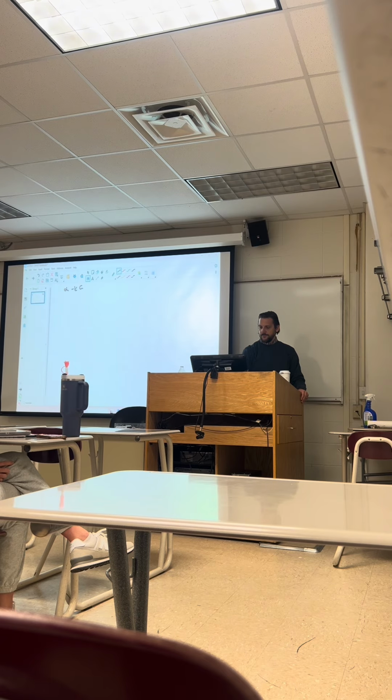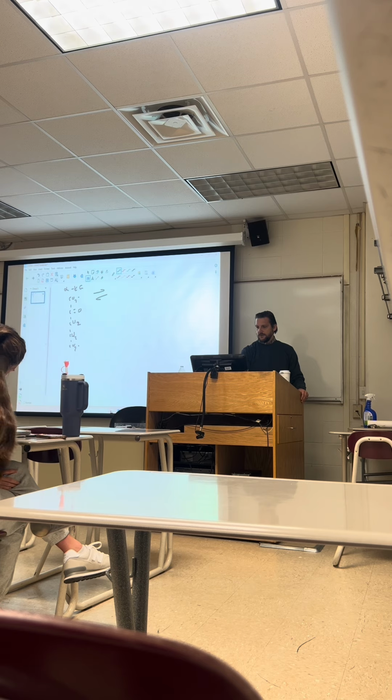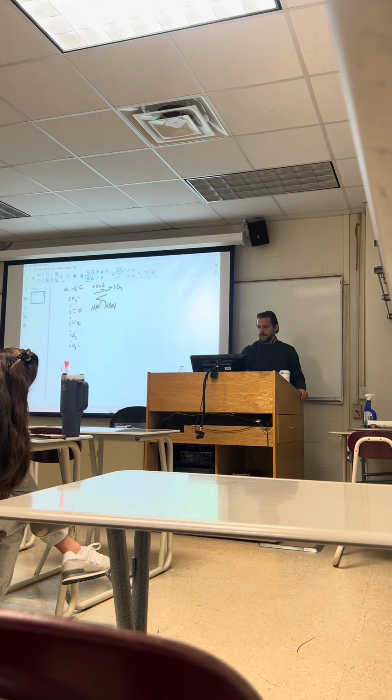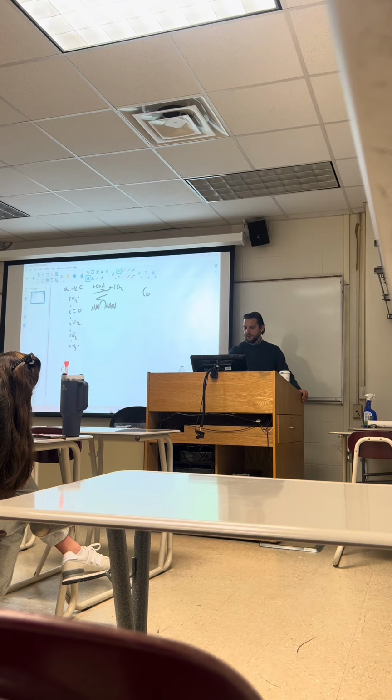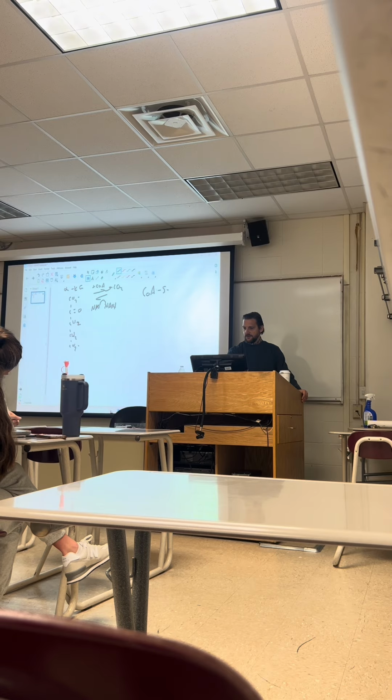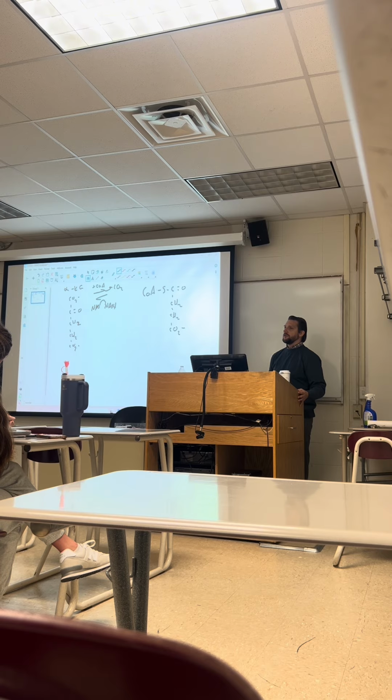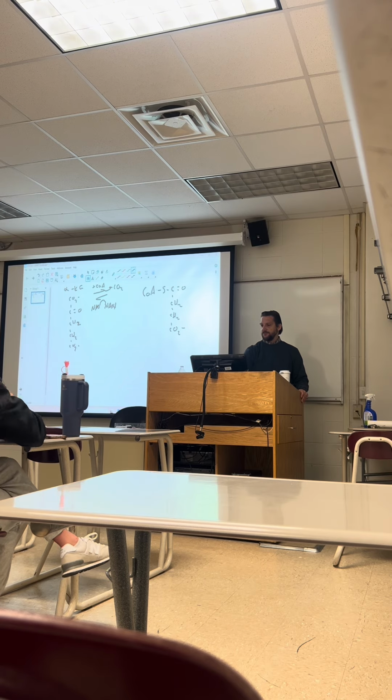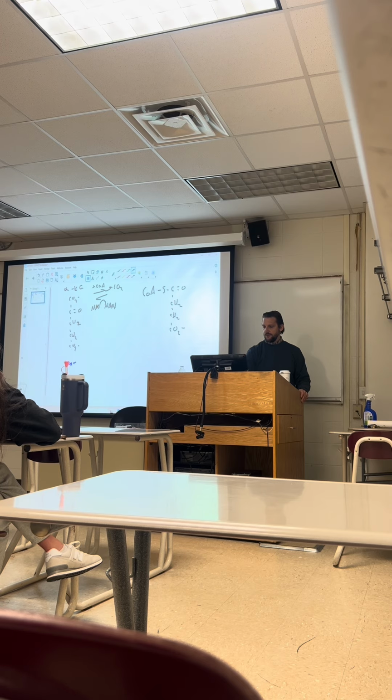Alpha-ketoglutarate, which is CO2. So you end up with CoA. The structures look a little bit similar to what we did at the beginning of class, with pyruvate dehydrogenase.